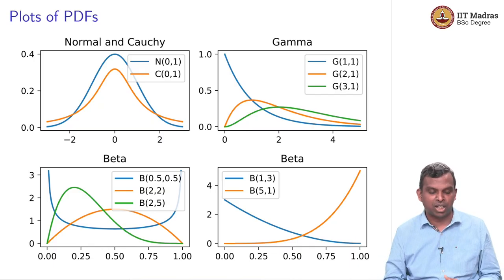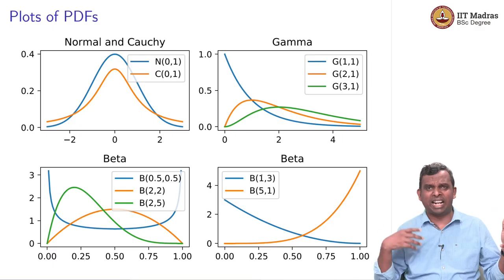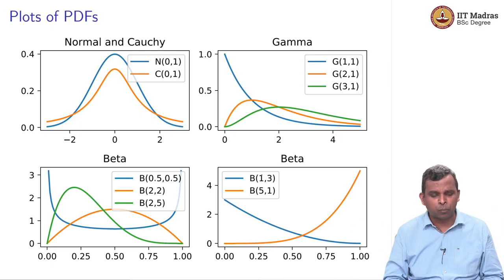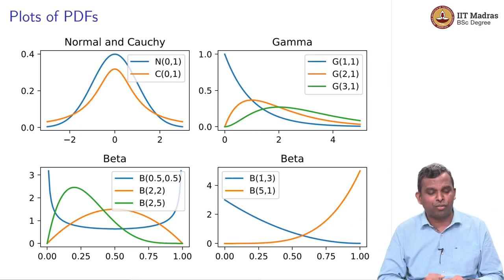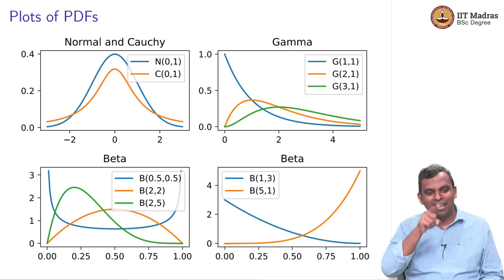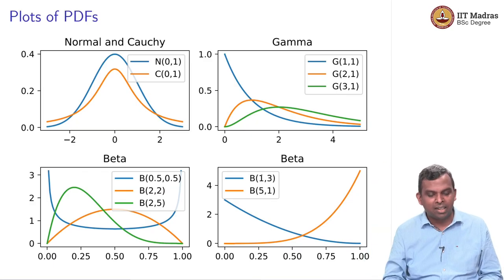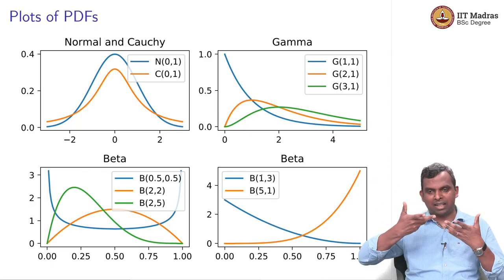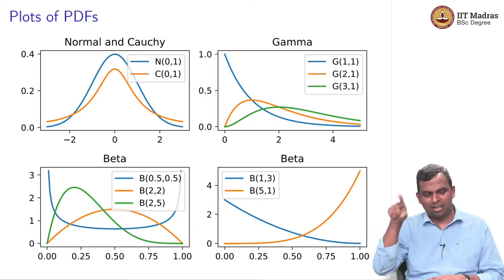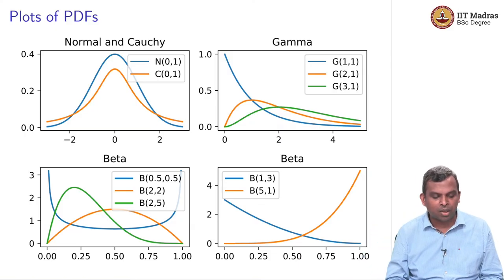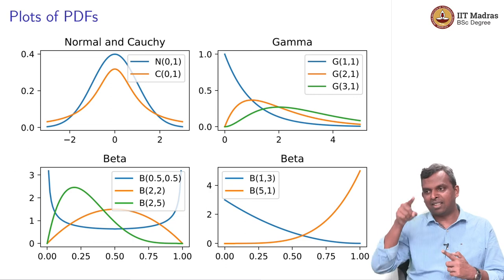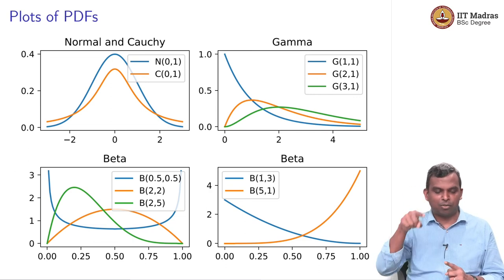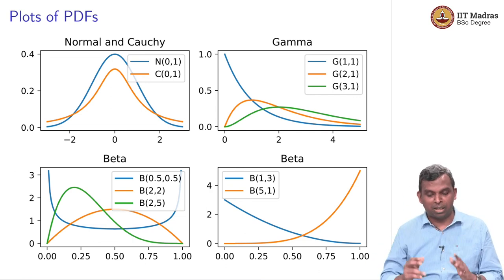The beta distribution has so many varieties. It's between 0 and 1. You notice 0.5 comma 0.5 is that U shape. The U shape distribution you get. If you put 2 comma 2, it becomes like an inverted cup shape. If you do 2 comma 5, it has a nice polynomial type rise and fall. It's all between 0 and 1 though, by the way.